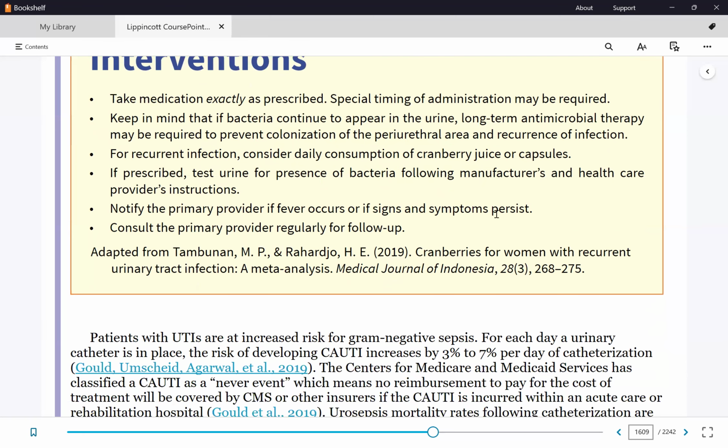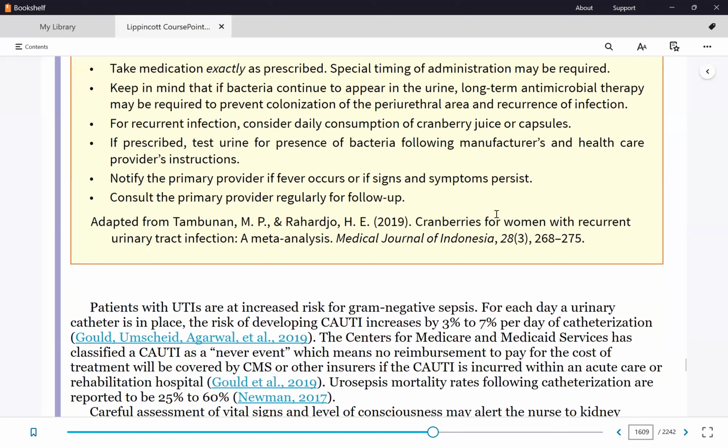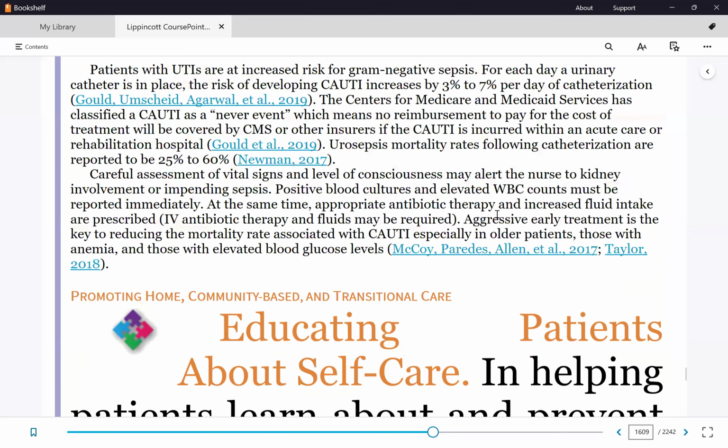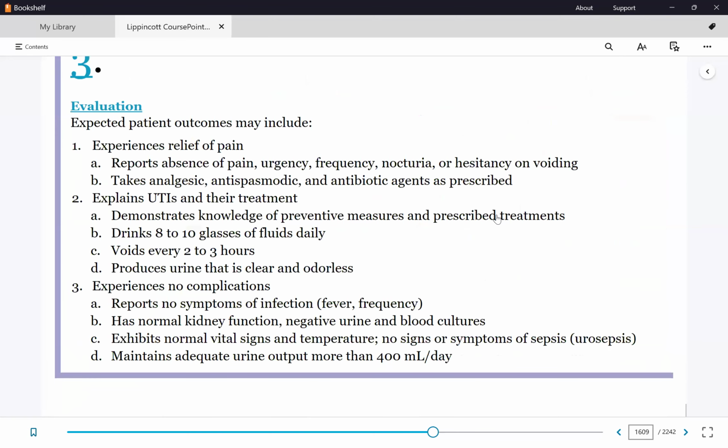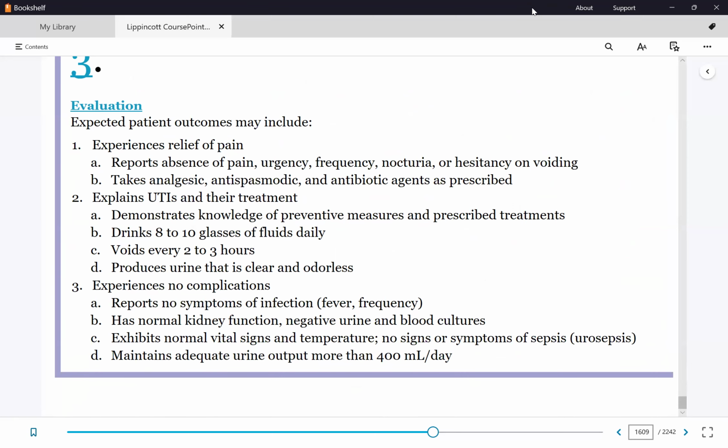All right, any question on UTIs? This is it. And please read the rest, especially this part here, but they're pretty much a summary. So pay attention to the tables and the charts. Any question?